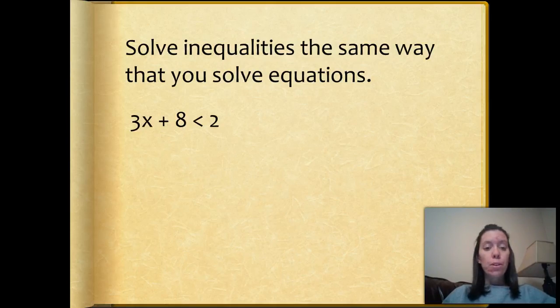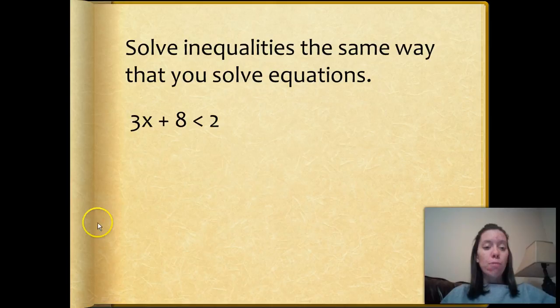So if your inequality looked like this, 3x plus 8 is less than 2, you could solve it just like if it said 3x plus 8 equals 2. There would be no difference, except that instead of an equal sign, you would have a less than sign. So dropping down, normally you would drop down the equal sign, and this time you just drop down the less than sign. So when it says solve, that means get x by itself.